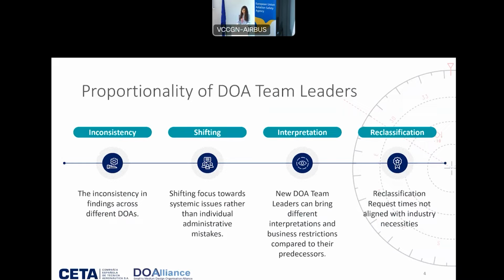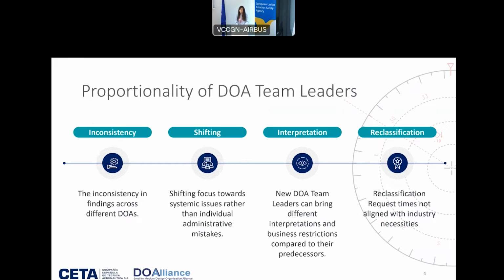And next, the interpretation of Part 21 varies across team leaders. Sometimes a change in the team leader of an organization can result in a different interpretation and business limitations that were acceptable under the previous leader. It is essential for DOAs not to experience this significant change between team leaders. They should all adhere to a consistent and unified focus.